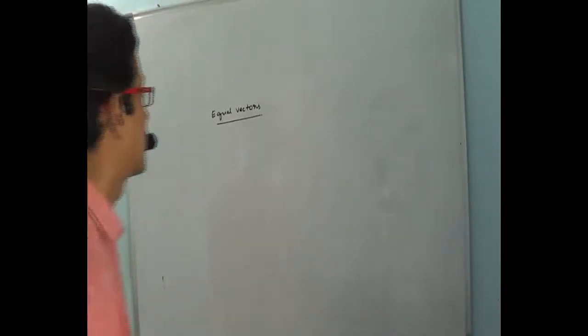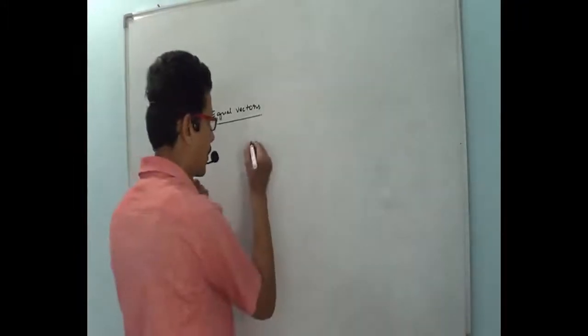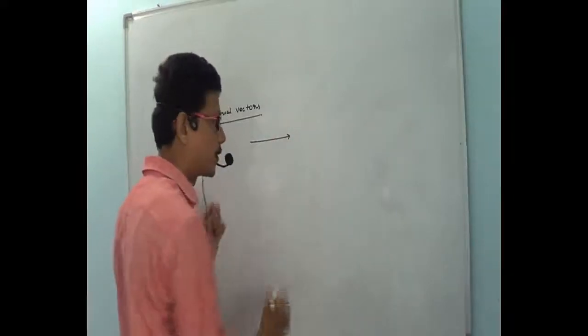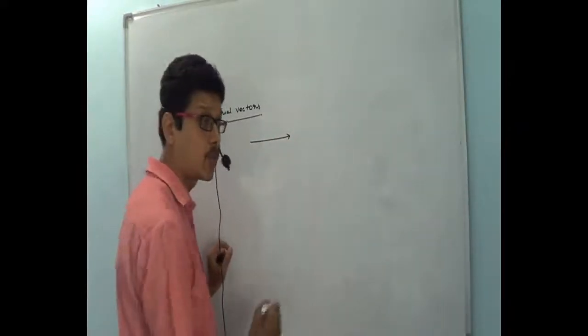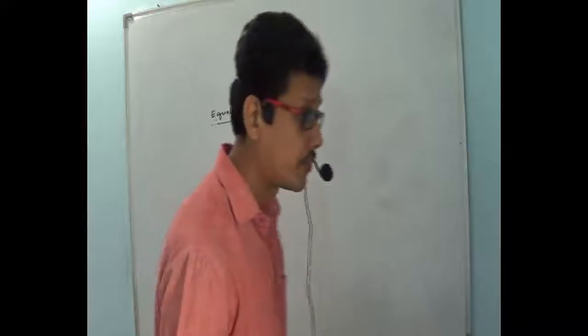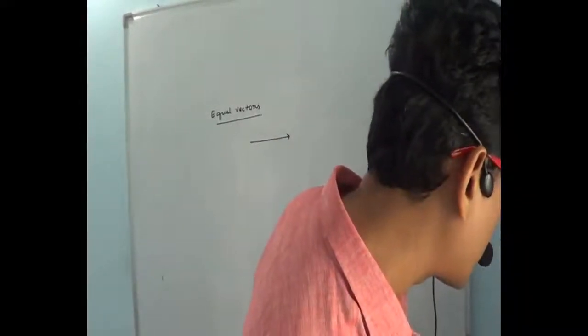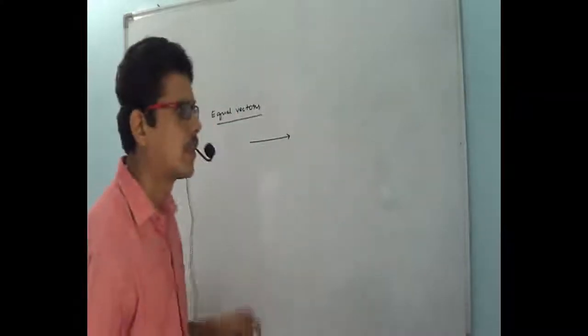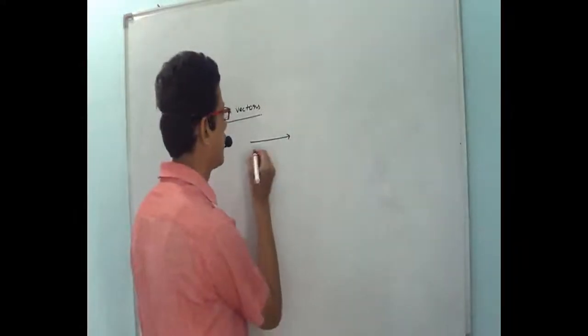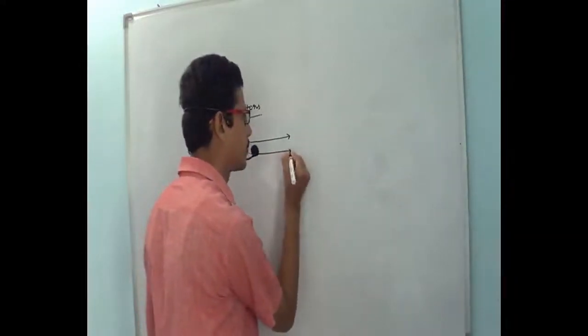So equal vectors, their magnitude is same and their direction is also same. Their magnitude is same, their direction is also same.